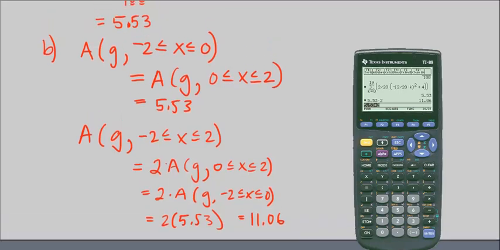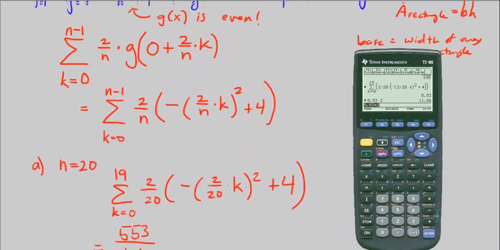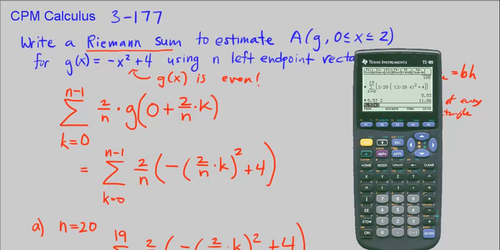All right, so this is how we can go ahead and find the Riemann sums and use the features of even functions, right? To look at the negative side being the same as the positive side with the same values here, right? And that ends CPM Calculus Chapter 3, number 177.